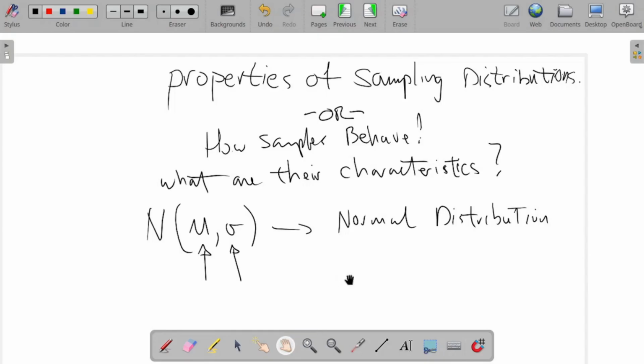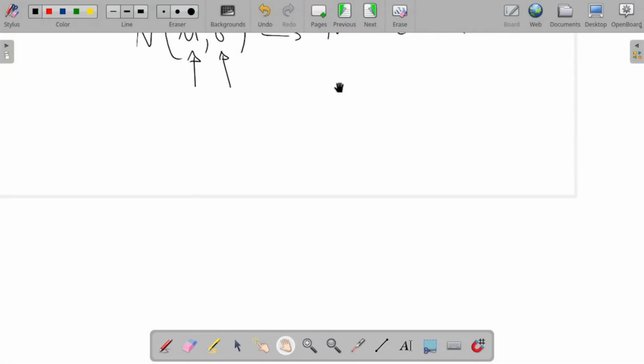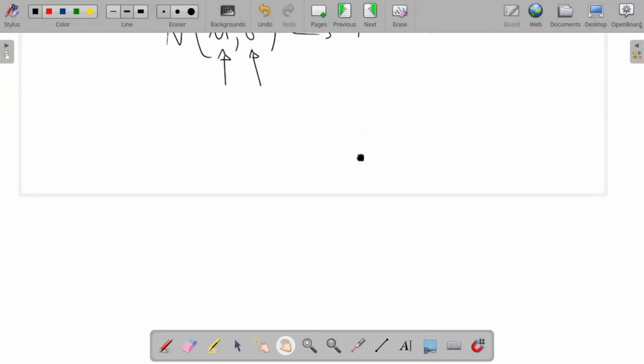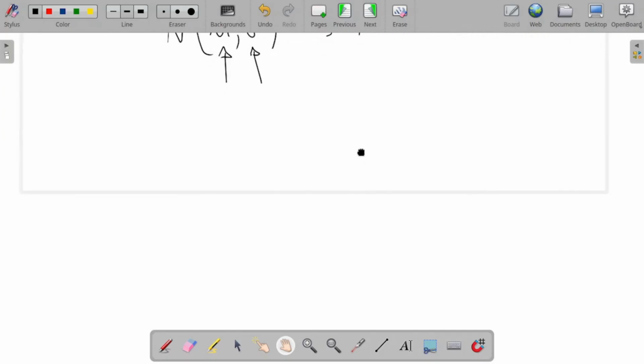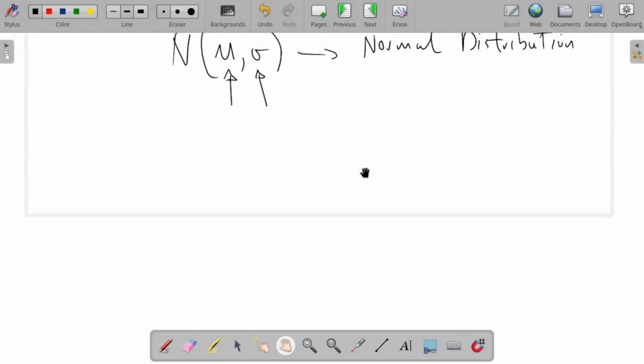Now, what is a sampling distribution? So remember that the word distribution can be nicely interpreted as patterns. So what are the patterns that repeated sampling of some population follows? That's what we're going to talk about.